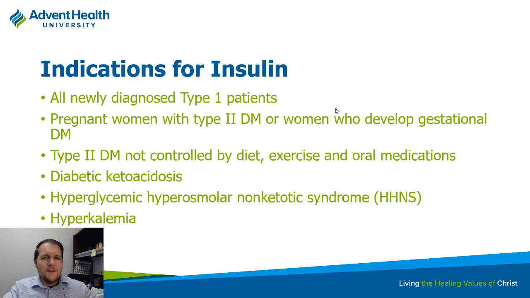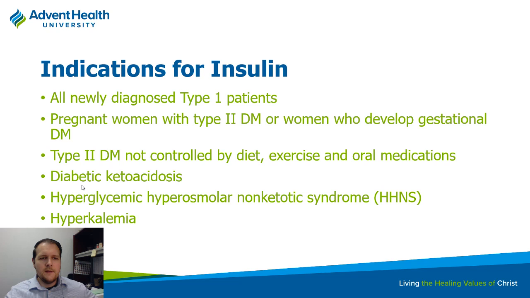So when do we give insulin for patients? Typically, all newly diagnosed type 1 diabetic patients are going to start off on insulin therapy because that's what they're missing essentially. Occasionally we'll do it for pregnant women with type 2 diabetes, or if they develop gestational diabetes, because this is a very safe, non-teratogenic sort of medication for them. And then typically it's for type 2 diabetic patients who maybe are not controlled well by diet alone, or with exercise, or with oral medications.